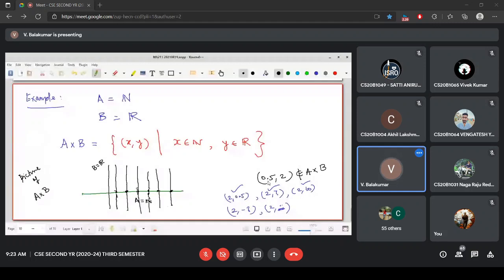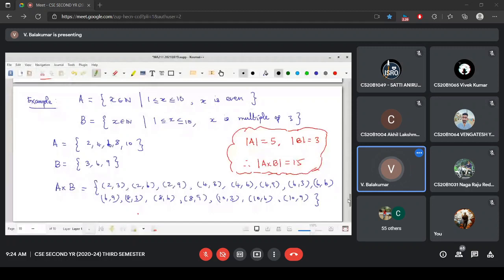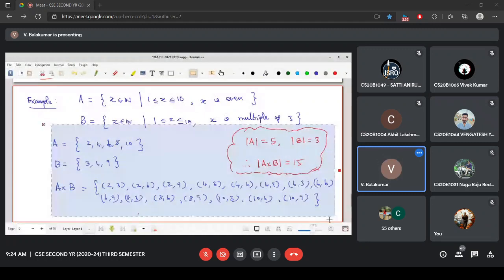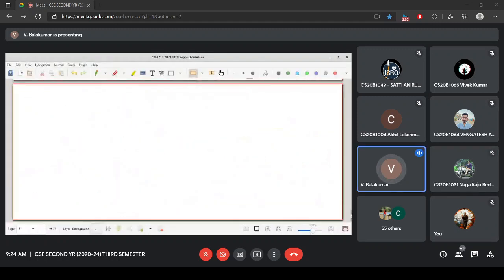Now let's go back to our example. Look at this A cross B. There are 15 elements. How many subsets are possible? Yesterday we discussed it. For a set with 15 elements, how many subsets are possible? 2 power 15. Yeah, 2 power 15. Very good.